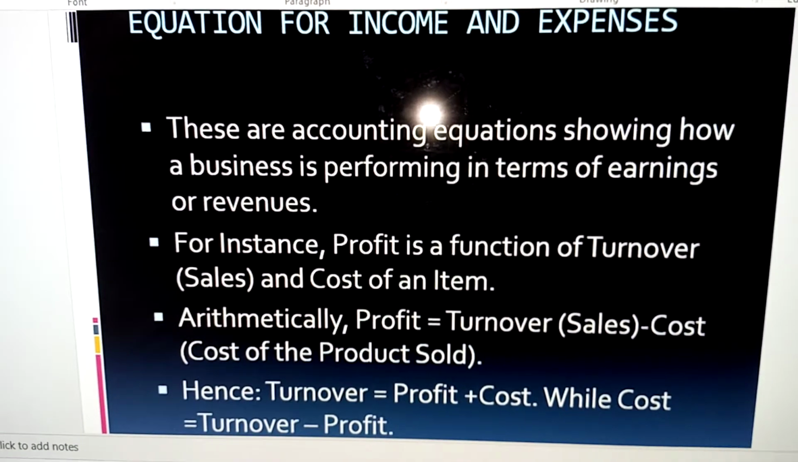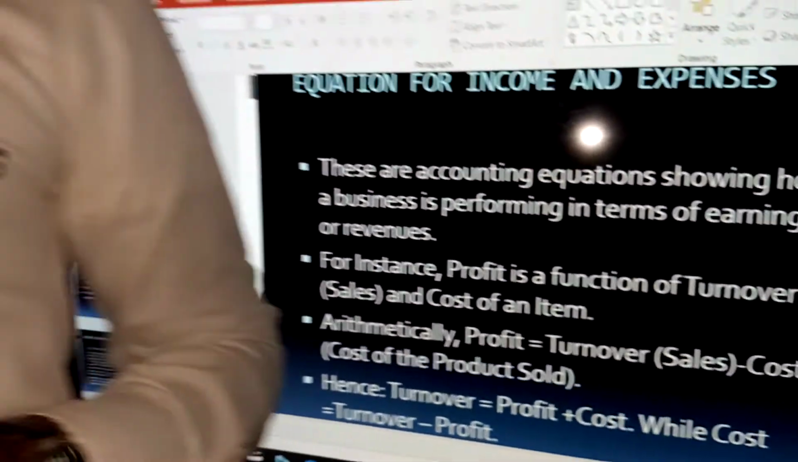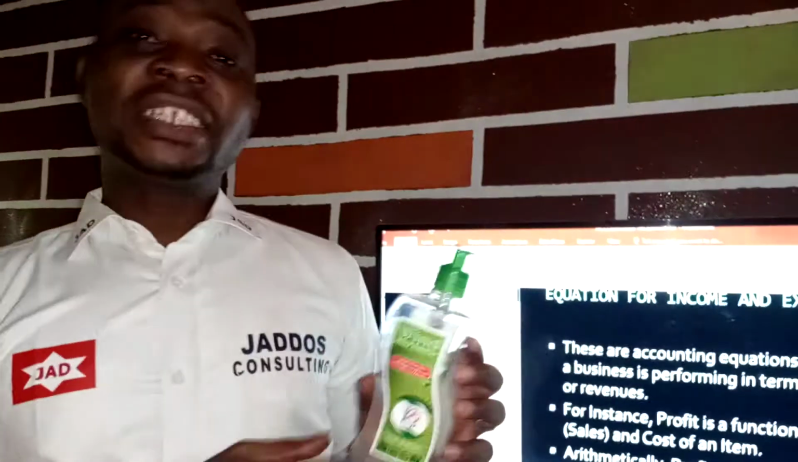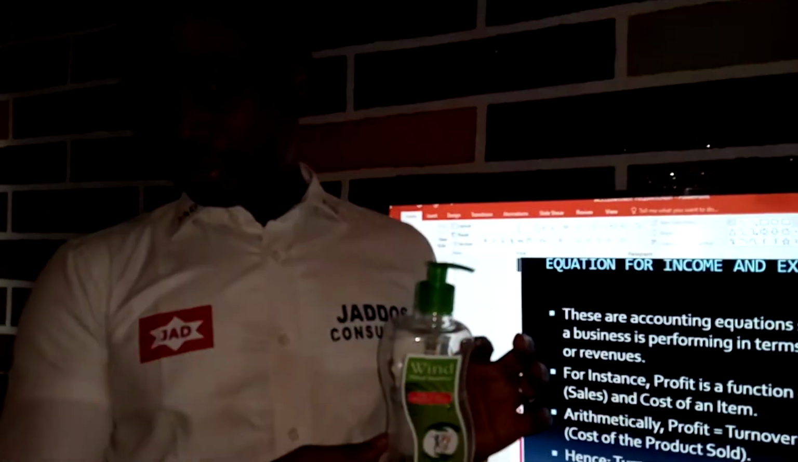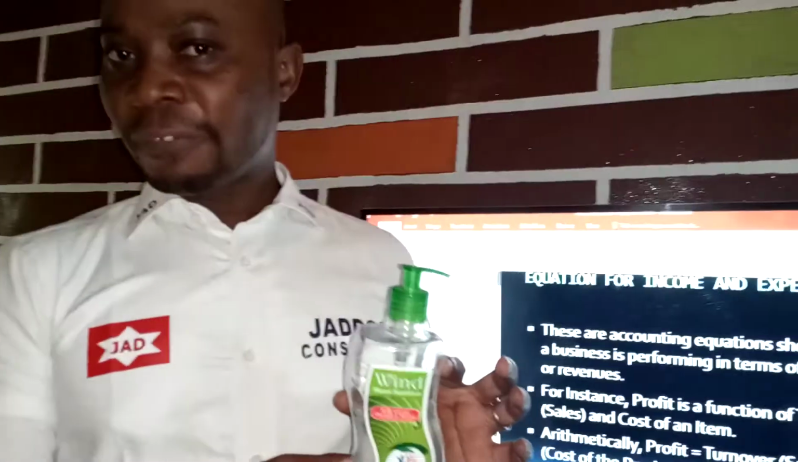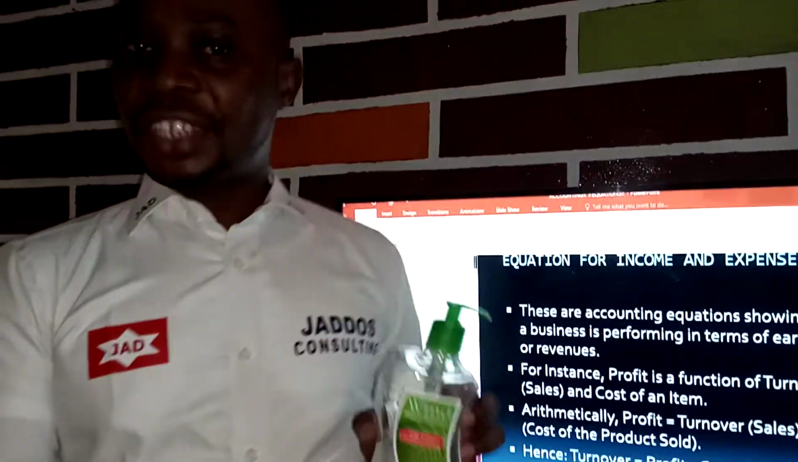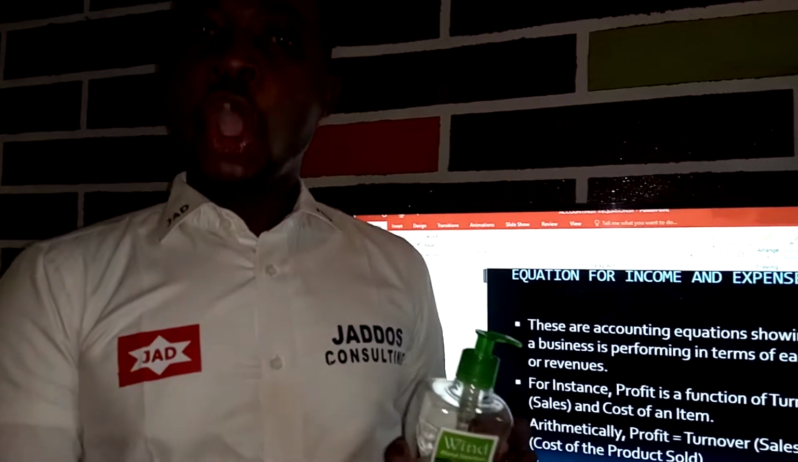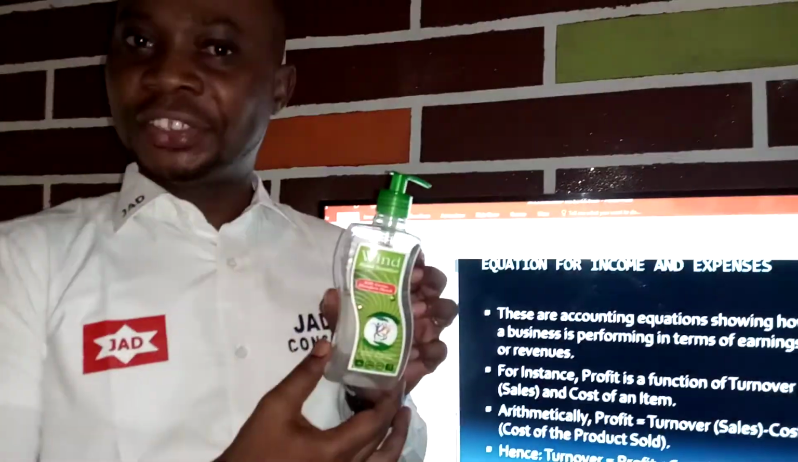Say, for instance, I deal in sanitizers. This sanitizer has a cost for buying it. And if I have to sell, there's a price for selling it. So the profit on this sanitizer is a function of the turnover, which is the selling price, and the cost, which is the cost of buying it.